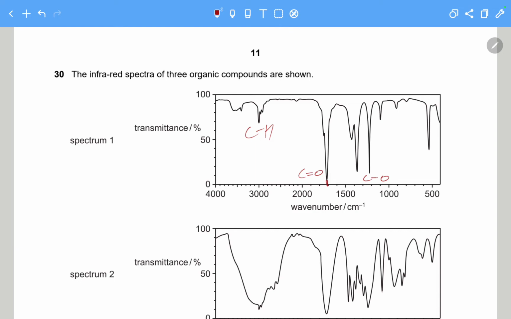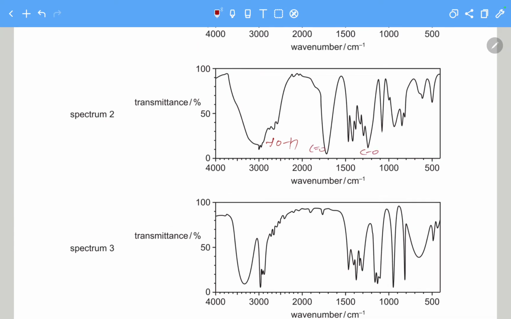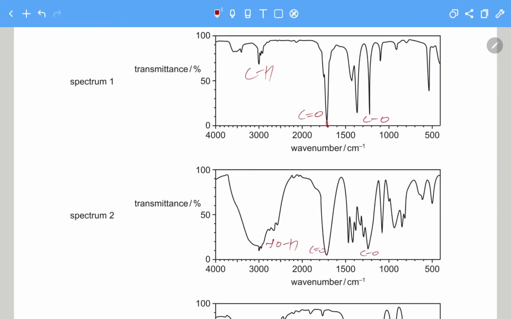And then we look at spectrum 2. This has to be an OH alcohol, because remember, broad, strong peak, carbon oxygen double bond, carbon oxygen single bond. So now stop right there, and you have an OH group, you have a C double bond O group, and you have a C single bond O group. And this is most likely to be a carboxylic acid.